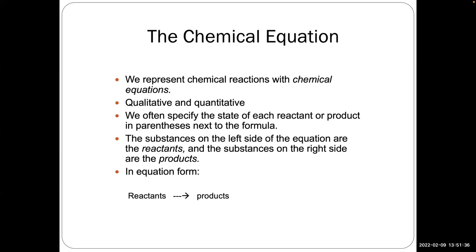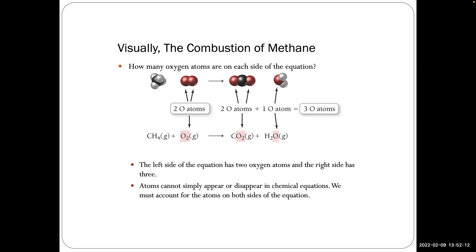And then we often will specify the state of each reactant or product in parentheses next to the formula, like solid, liquid, gas. On the left side of the equation, they're called reactants. And the right side are called products. And we use an arrow. It's not an equal sign because reactants and products are different things. So you see on the bottom, reactants, that's an arrow. So reactants form products, or you say products are formed from reactants. These two things react to form. So this is just kind of a visualization.